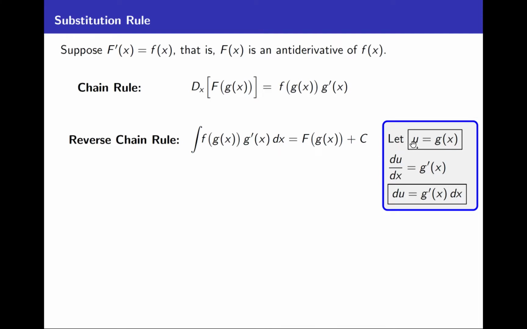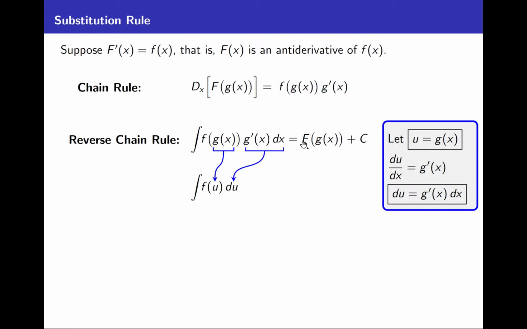Now let's substitute these boxed equations into this formula. First of all, where we have the integral of f of g of x, that's going to be the integral of f of u, because we're letting u equal g of x. Now the next thing that we have is a g prime of x dx, and look over here in the box, g prime of x dx equals du. So all of this is going to be replaced by du.